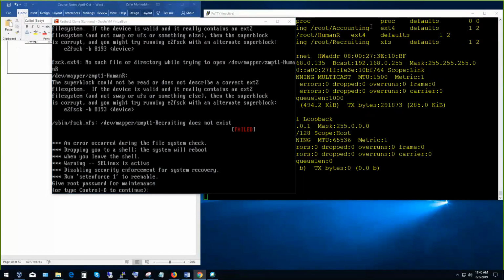Okay, let's analyze this here. It's telling you that fsck.ext4: No such file or directory while trying to open /dev/mapper. So you can see here that it's telling you to go in there, and it's trying to read the human resource volume, and then the recruiting volume. Okay, and all that here.